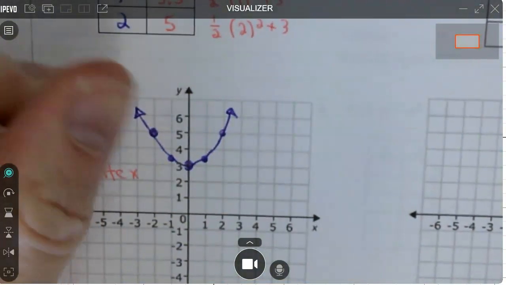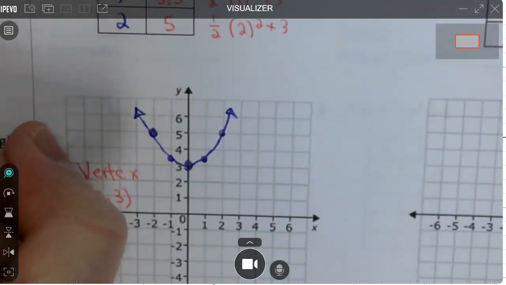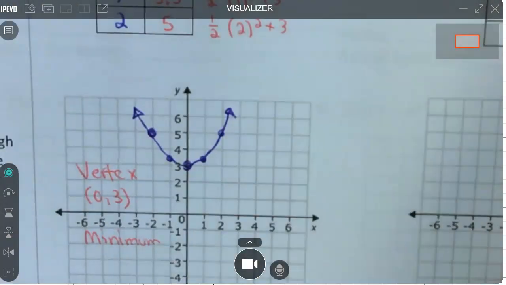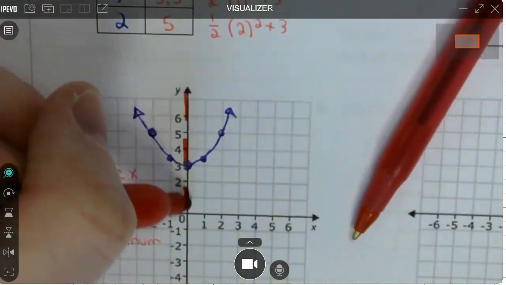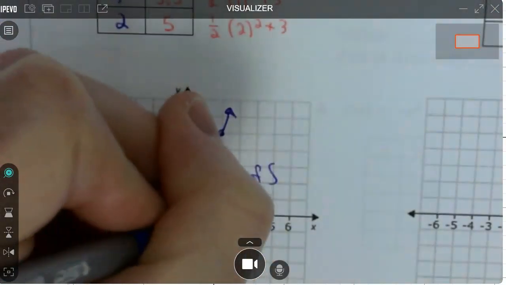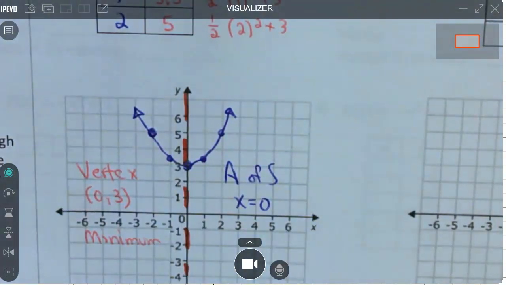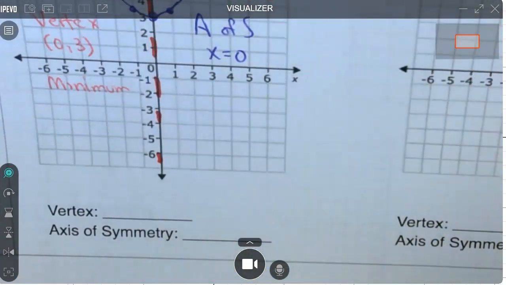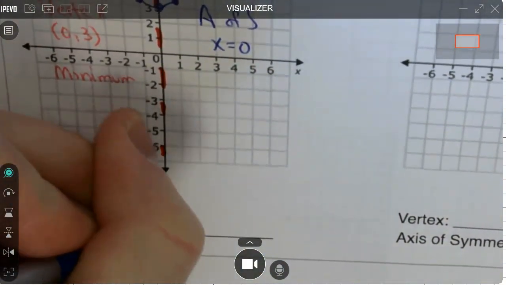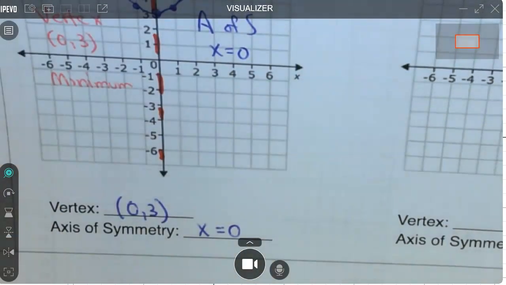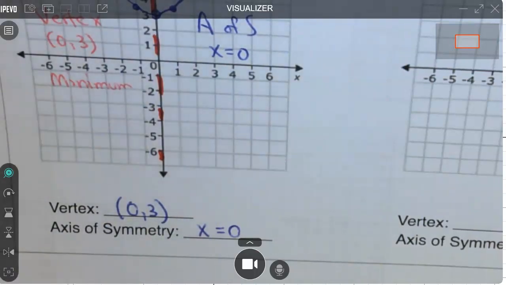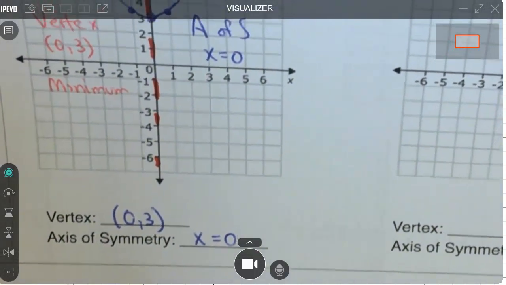So my vertex is at 0, 3. And this would be a minimum. And then my axis of symmetry, same exact spot as all the other ones. And that puts me at an axis of symmetry of x equals 0. Now down here, I gave you spots to write these, and you'll see this on your homework as well. So we just label our vertex as 0, 3, and our axis of symmetry as x equals 0. It'll make it a little easier to identify where the vertex and axis of symmetry values are. Okay, we got one more.